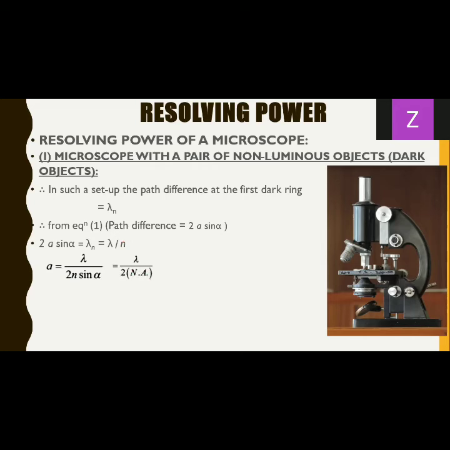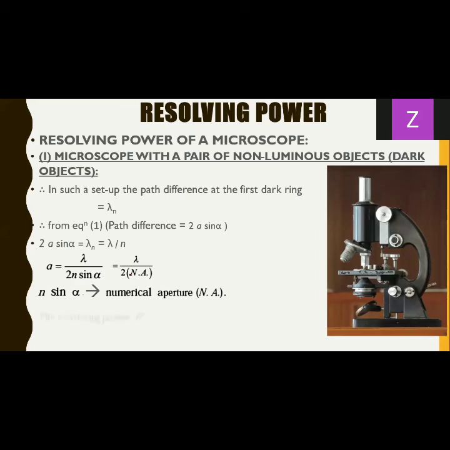What is NA? It is called numerical aperture. Now, what is numerical aperture? n sin alpha, or to be precise, numerical aperture means the numerical value of the lens, or the size of the lens. That we call numerical aperture. So this a is the limit of resolution which we get for this particular setup.